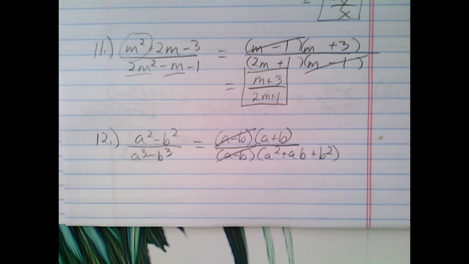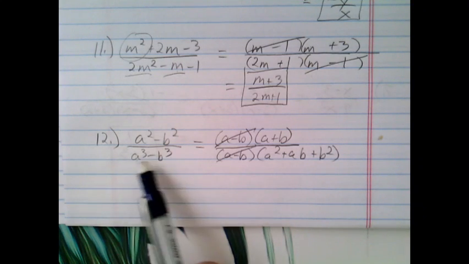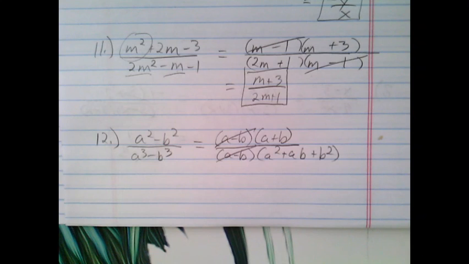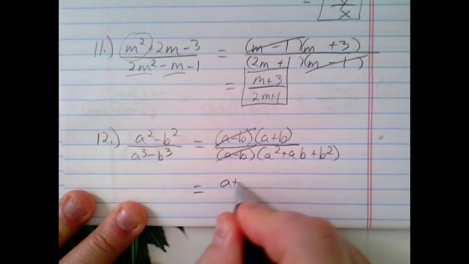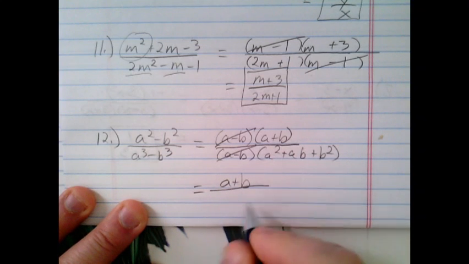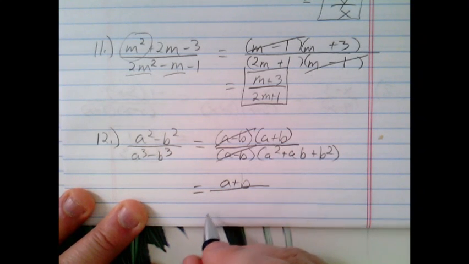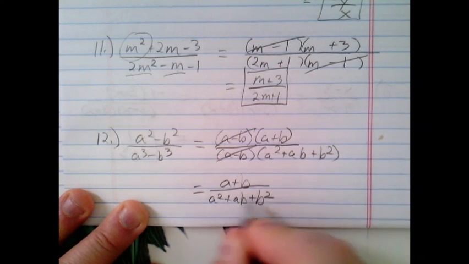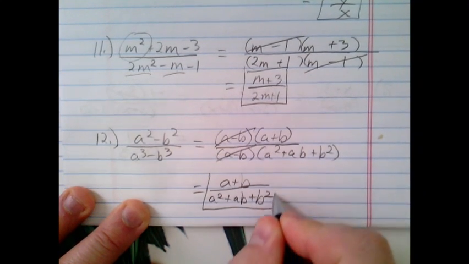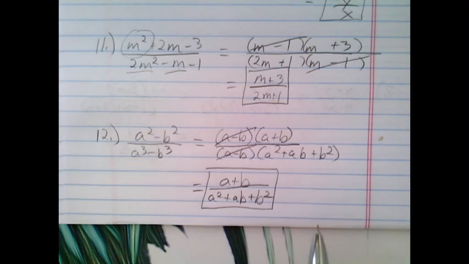I say always prime. If you hadn't already taken out any common factors, there might be a common factor, but beyond that, there's not going to be anything more to do. So my final answer for number 12 is going to be a plus b over a squared plus ab plus b squared. Alright, well, that concludes the set of problems that are of this form where we're simplifying a rational expression. Let's see what's next on our review sheet.